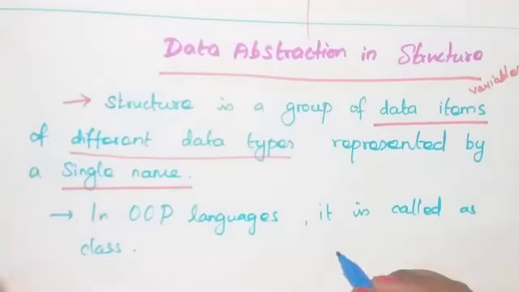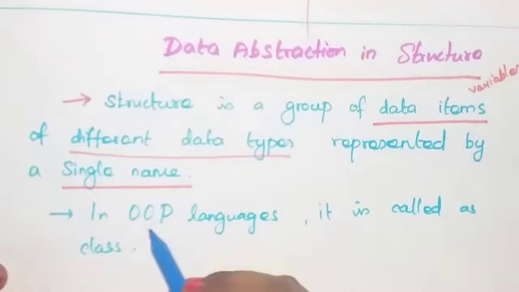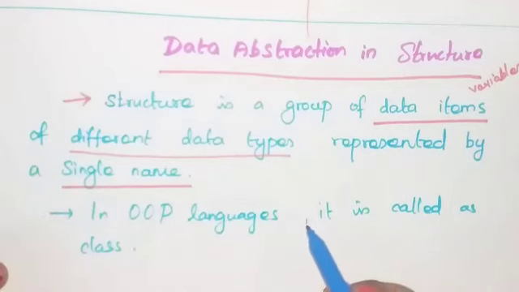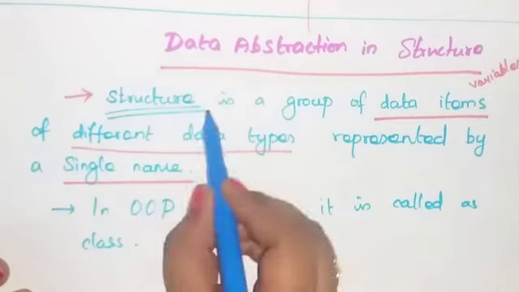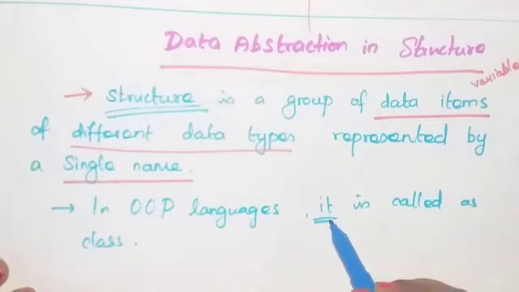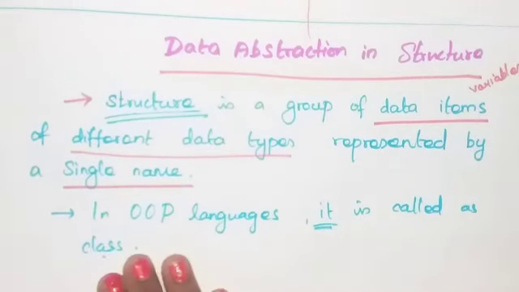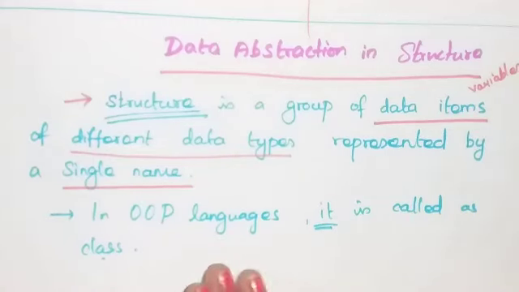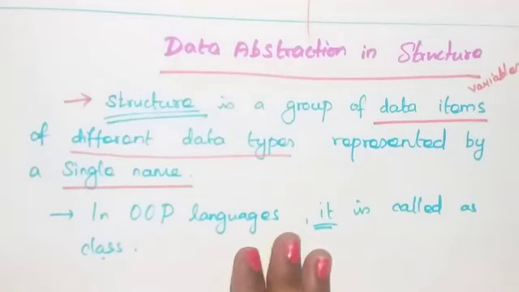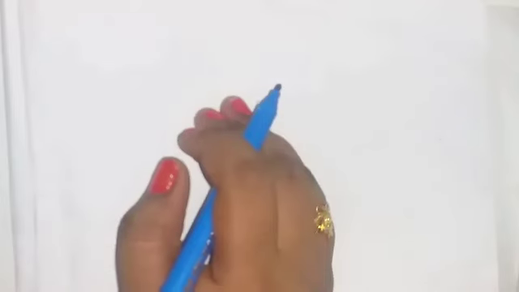Next point, in object-oriented programming languages, structure is called class. What does it mean? In object-oriented programming languages, the structure is called class. So what do you mean by class? Class means collection of objects. What do you mean by object? Object is an instance of a class. So now let us see the difference between list and structure in data abstraction.